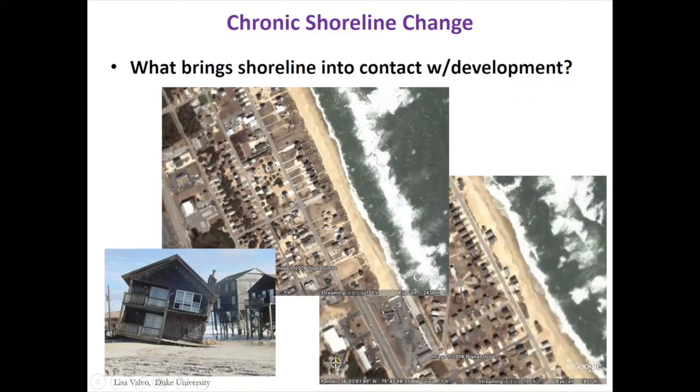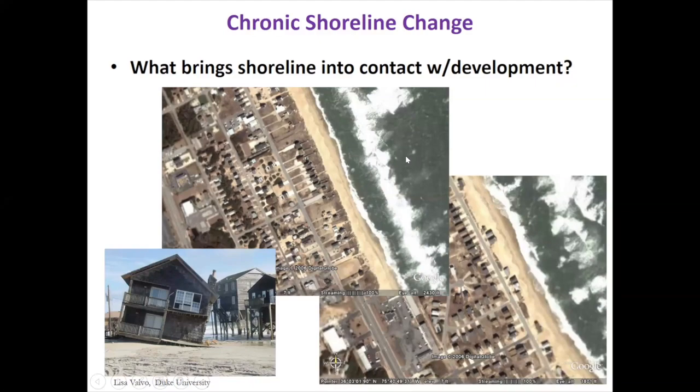Thank you. All right. I'm going to talk about what causes long-term shoreline change. And this includes the cumulative erosion that brings shorelines into contact with development. Development is typically built well back from the shoreline. Using this example from Nags Head, the shoreline, when this area got heavily developed, was probably out, or must have been somewhere around out here.